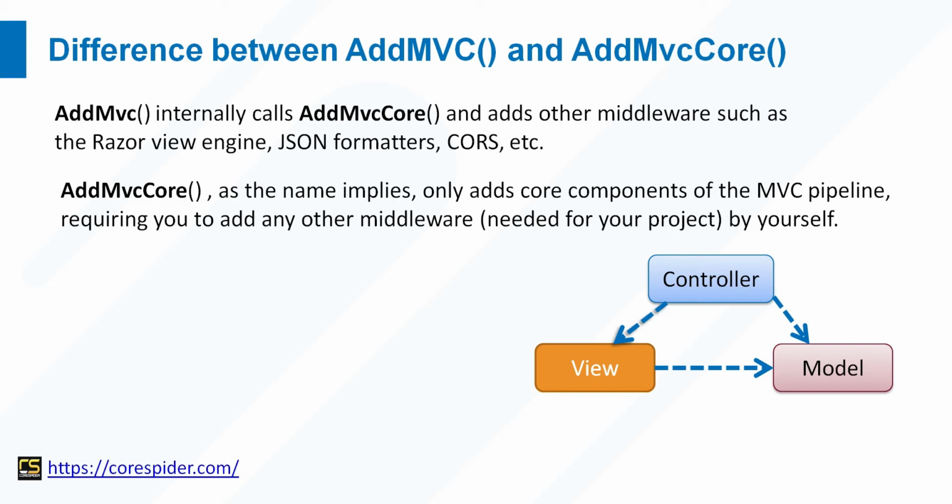Along with the AddMvc method, we can also use the AddMvcCore method to set up MVC in an ASP.NET Core application. So in short, the IServiceCollection interface provides two methods, AddMvc and AddMvcCore, to set up MVC in an ASP.NET Core application. Let's flip to Visual Studio and see the basic difference between AddMvc and AddMvcCore.